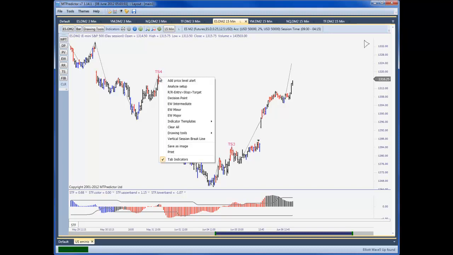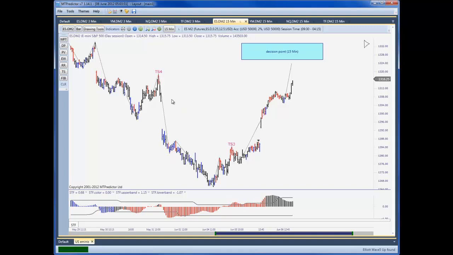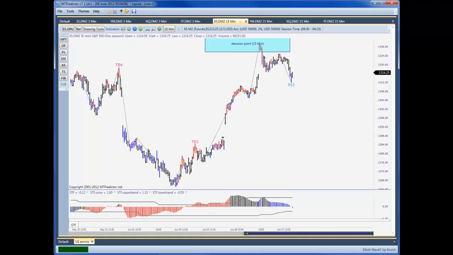So to put the DPs on the chart is really easy. We hover over the bar, right mouse click, select DP. And here you can see this decision point was on this chart before the market even opened. So let's see what the ES did during the day. Well, here is what happened.